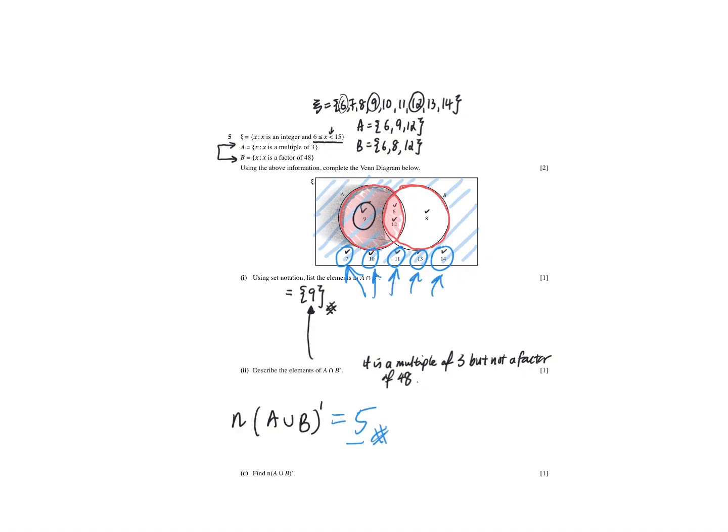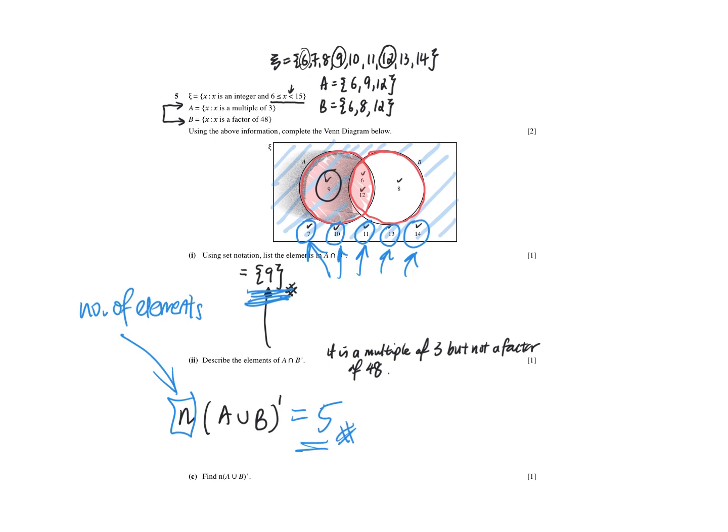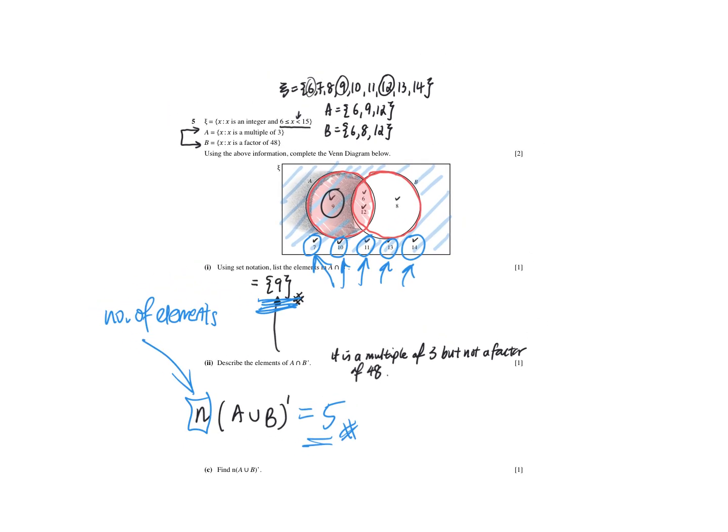Don't list them out for me. I want you to count when I say this. This one means number of elements. Go and count. This one asks you to list. Then you list it out. Okay, it's a different kind of question. Make sure you answer the question.